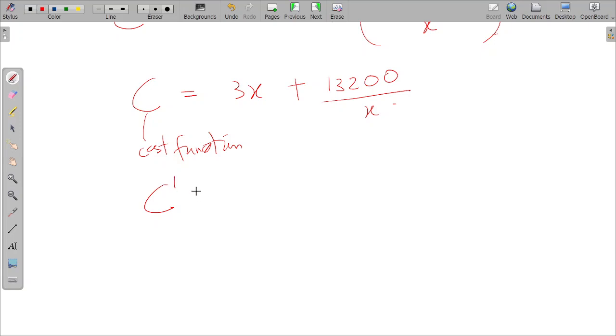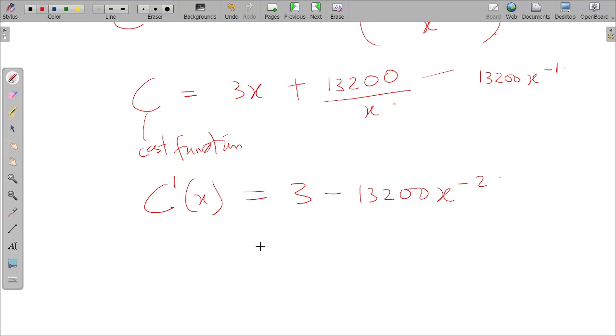So I find the derivative of this. What is the derivative of this? It is 3 plus this one, which can be written as 43200 x to the power of minus 1. Okay, so if I derive it, we have minus 43200 x to the power of minus 2. Okay, all right.